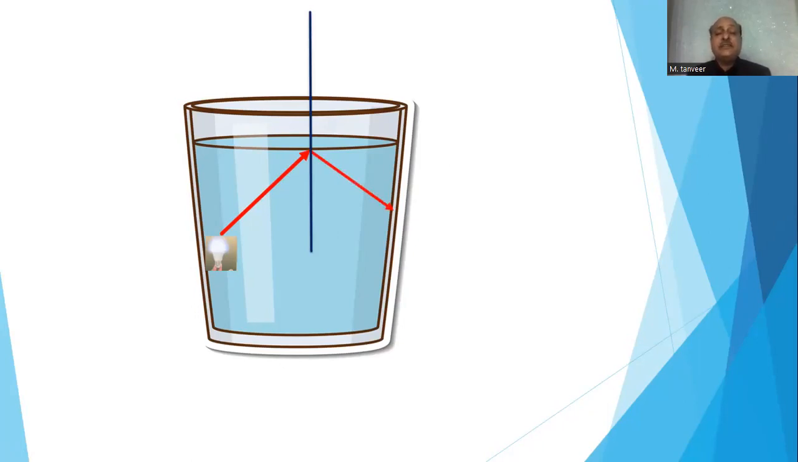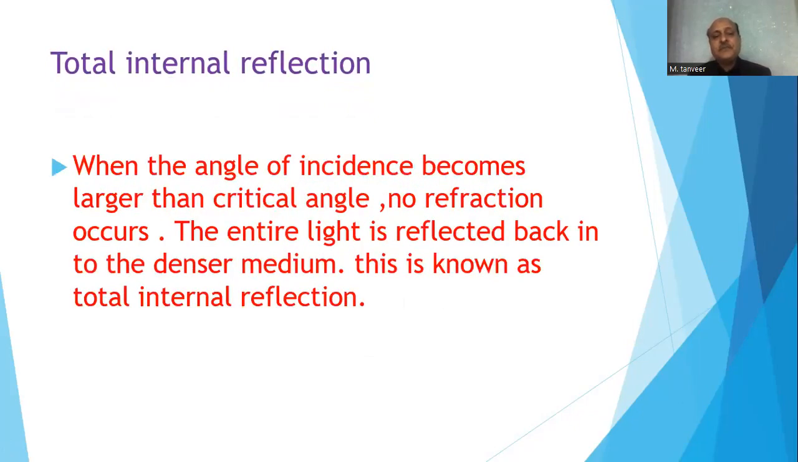When I measure the angle of incidence, it will be equal to the angle of reflection, which is the law of reflection. In the laws of reflection, the angle of incidence is equal to the angle of reflection. Both angles are equal. So total internal reflection is when the angle of incidence becomes larger than the critical angle, no refraction occurs. The entire light is reflected back into the denser medium. This is known as total internal reflection.